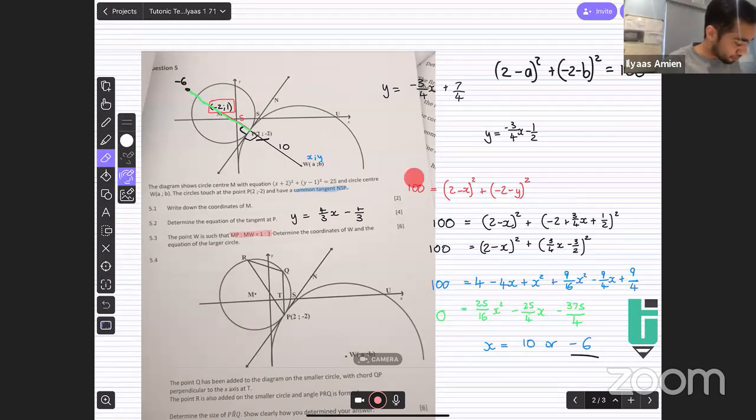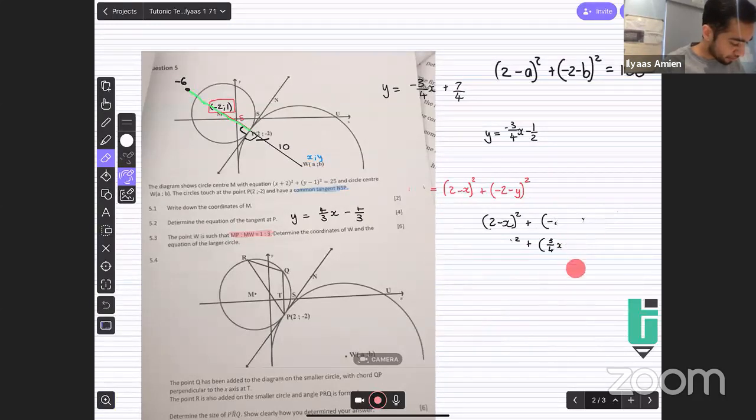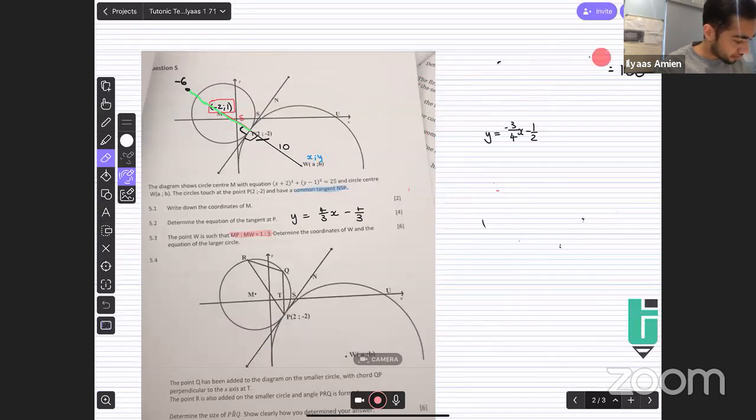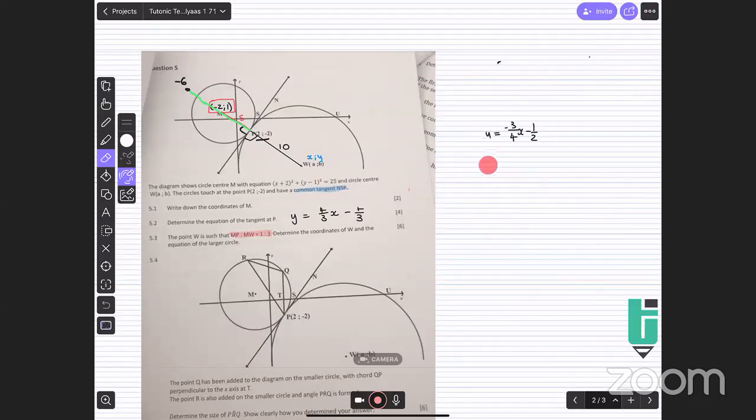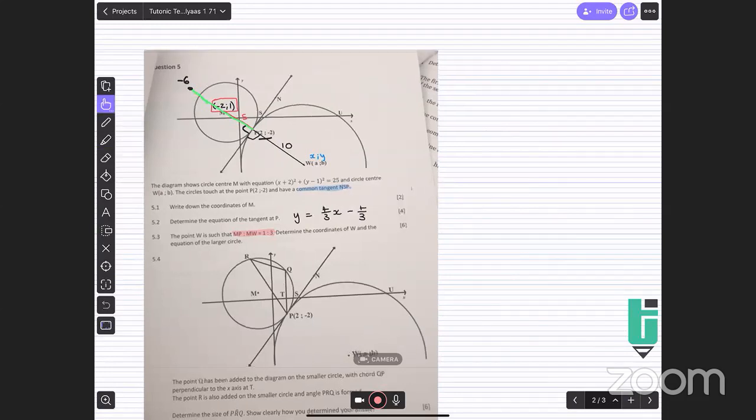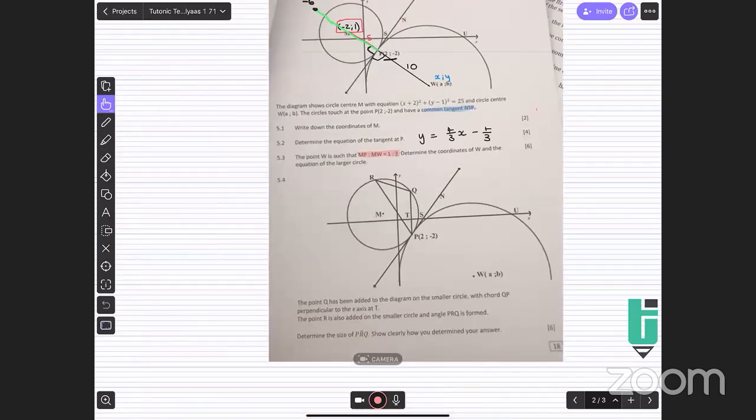There's another one, 5.4. Just give me a second, please. I just want to close the door because there's a lot of noise outside. Okay, so 5.4.